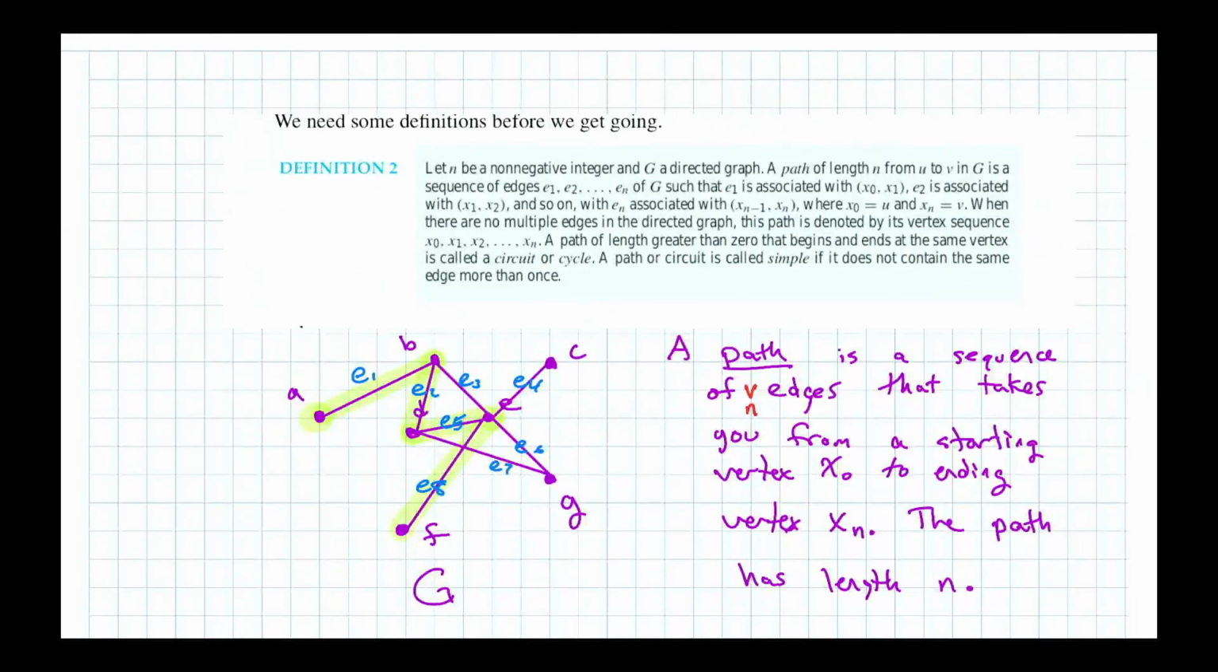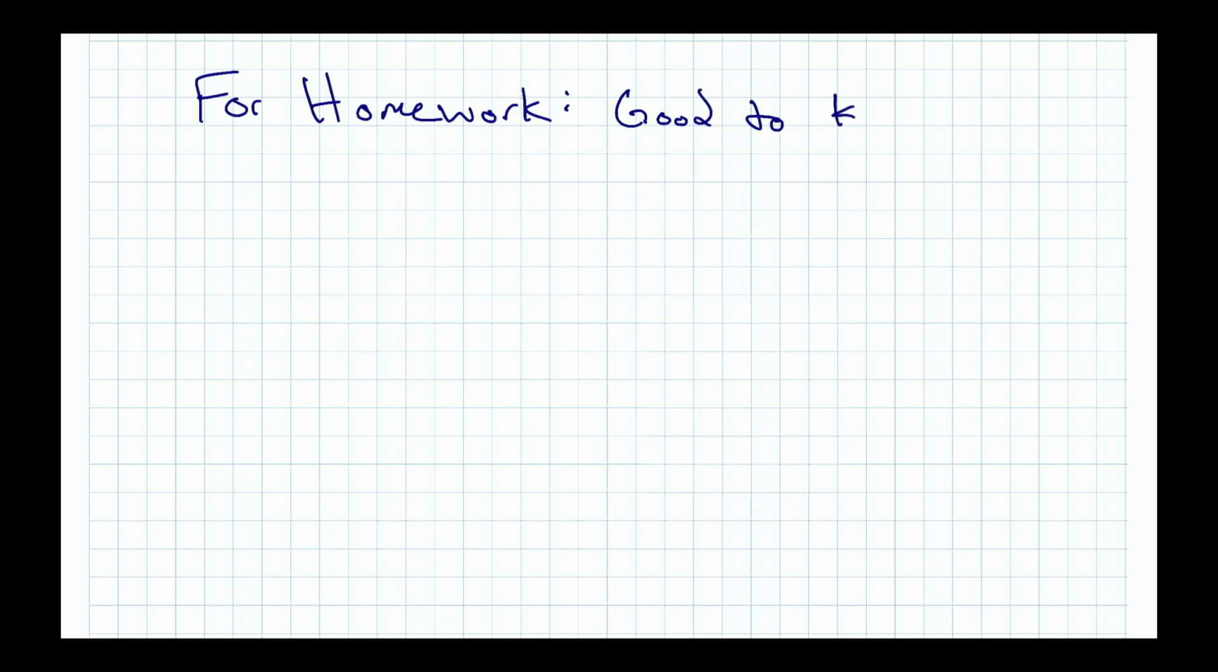All right, is there anything else I want to talk about? Yeah, actually there is one more thing I want to talk about, and this will be the last thing. So this is something that's good to know for homework purposes. Good to know.